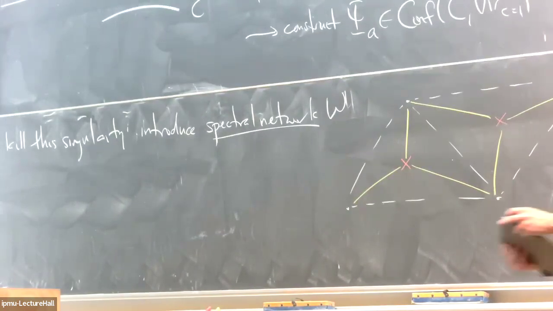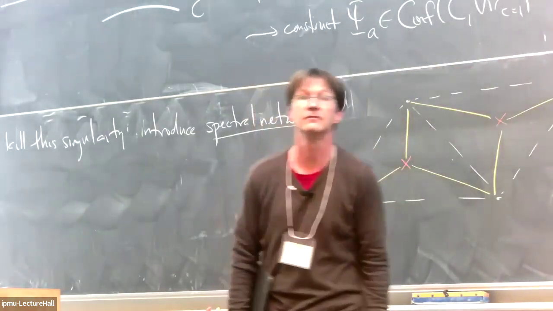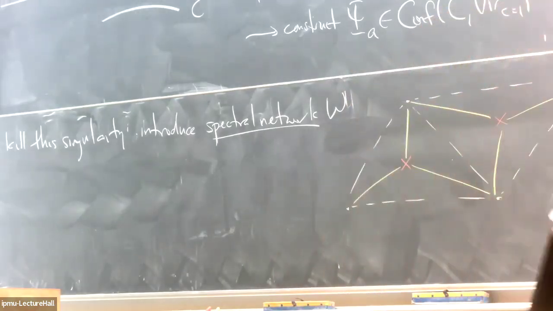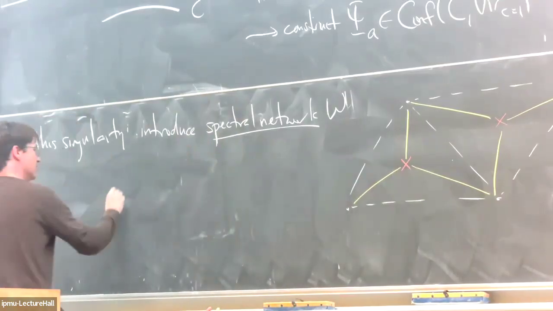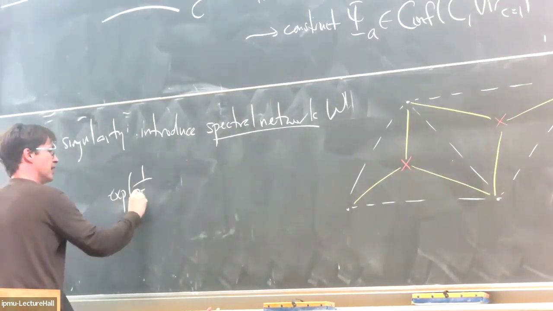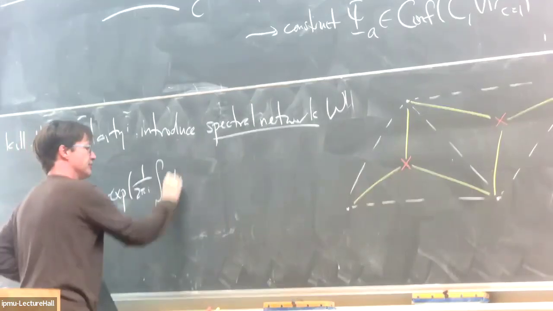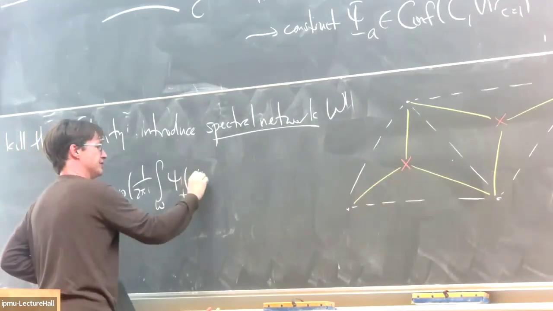So questions? Is this new operator in the vertex algebra? It's like an integral of things that are in the vertex algebra. Okay, so now I get it. It's the exponential of 1 over 2 pi i times the integral over W of, take the two lifts of a point.